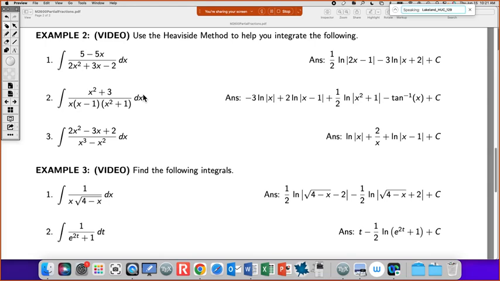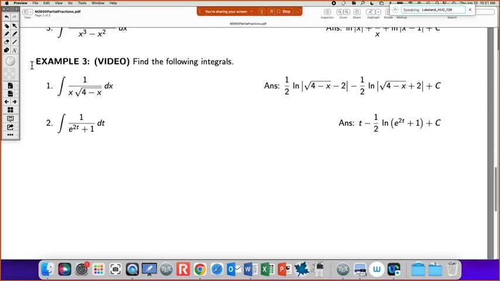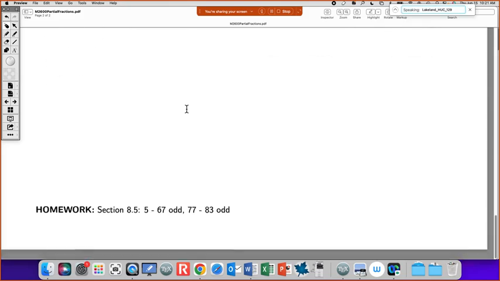3 more examples of parts. And then these integrals are a little dicier. They're more creative in that you have to make a substitution, but then you have to mess around with the substitution to turn it into something like integration by partial fractions or something. Okay. And then there's book homework.